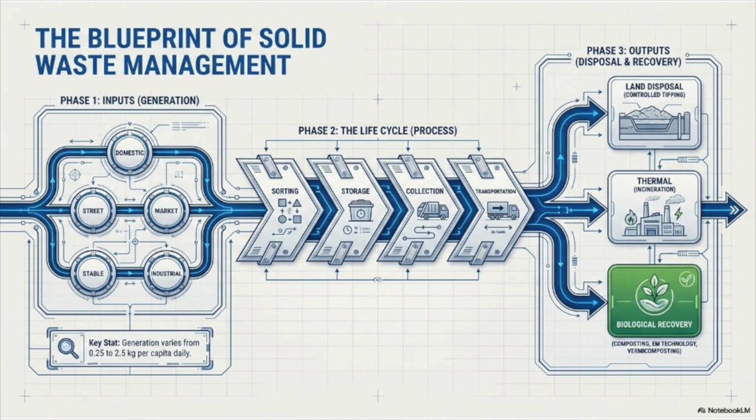Phase 1 is inputs or generation, which comes from domestic, street, market, stable, and industrial sources. A key stat to remember here is that generation varies from 0.25 to 2.5 kilograms per capita daily. Phase 2 is the life cycle or process, which includes sorting, storage, collection, and transportation. Phase 3 is outputs, which covers disposal and recovery, including land disposal through controlled tipping, thermal treatment through incineration, and biological recovery through composting, effective microorganism technology, and vermicomposting.